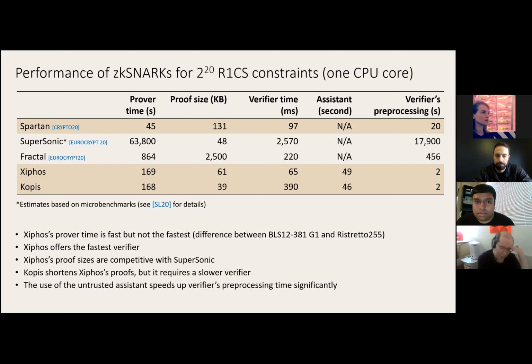So would it be possible to have a hybrid where you have an assistant that expands a Laconia proof, and then the verifier has to process a larger proof, but it's less expensive? Is there one instance or multiple instances in this case? Either. Let's assume that we have a fixed circuit.